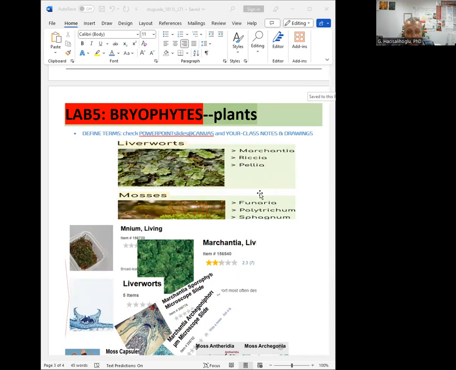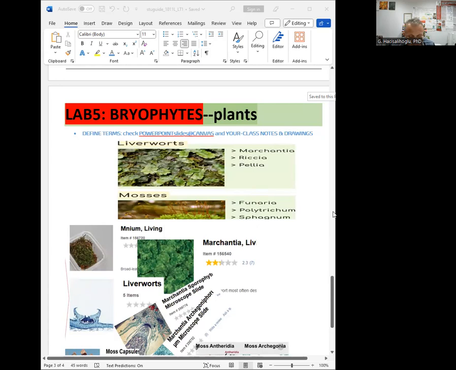Mosses have stomata, 12,000 species, and a good example species is Mnium, M-N-I-U-M. Both of these have antheridium, which is male, and archegonium, which is female, with the egg. Again, Mnium is a moss, but there are other mosses, like you can see in this picture here, Sphagnum and Polytrichum, which are some other examples.